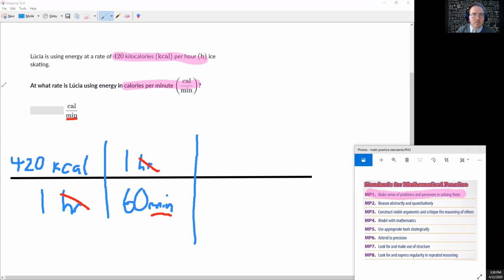I'm assuming based on my understanding of metrics that kilo means 1,000 calories. I'm going to double check. Yep. A kilocalorie is 1,000 calories, like I assumed. Okay, just making sure. So I guess we're saying that's 420,000 calories? Say what?